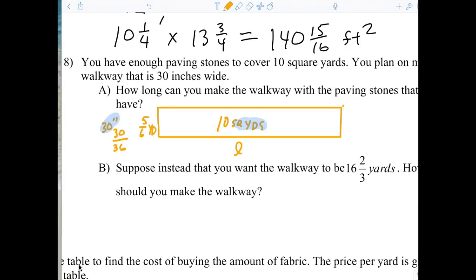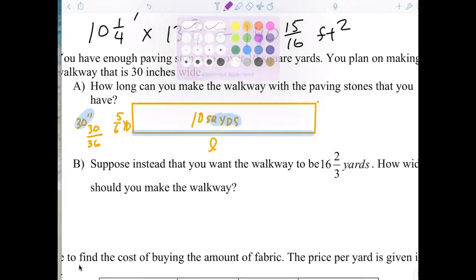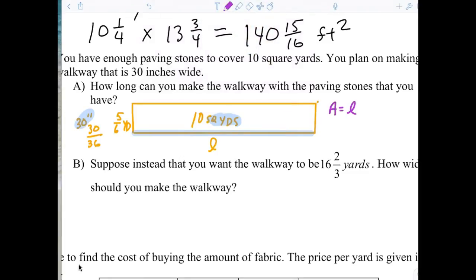Yes, sir. Now, I'm trying to find this length right here, given that the area is 10. How do I find the area of a rectangle? Base times height, or length times width. So you're going to say area equals length times width. What is the area right now? It's 10. Everybody good? So I'm putting a 10 in for the area.